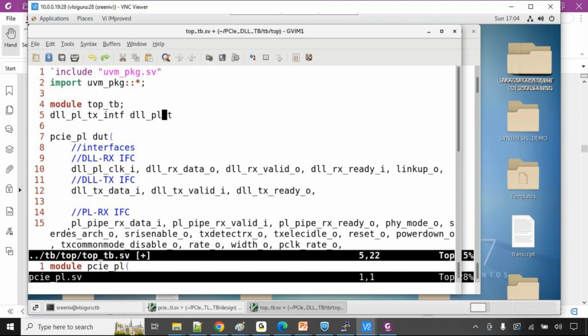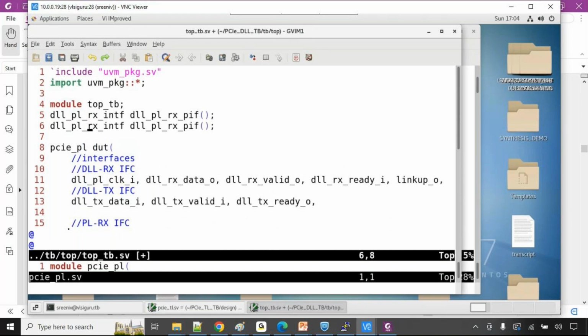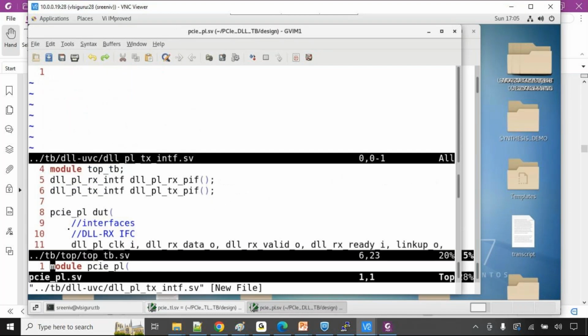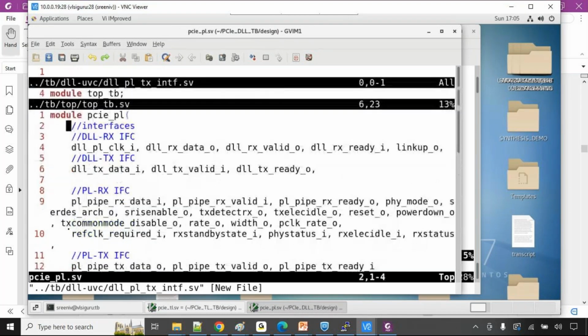Sorry, this is RX, right? First one was RX, RX PIF. Okay, one is the transmit interface. So I'm going to define this, and I'm going to declare these interfaces. Let's say if I declare one of these, this will be part of TB, DLL, UVC, DLL, PL, RX interface.sv. Basically, we are going to do all these things from scratch.